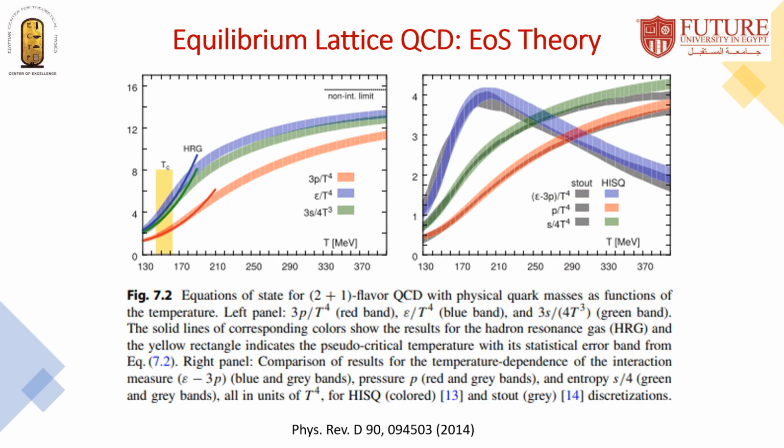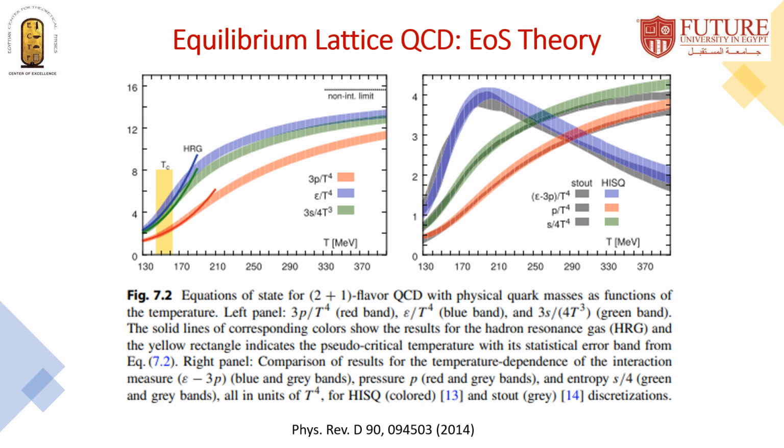I'm just showing you some results from the perturbative QCD. Here is the equation of state: the pressure, the energy density, and even the entropy on the left-hand side. You can see the increase is very slow, and we used to call this a rapid crossover. It is not a real phase transition.